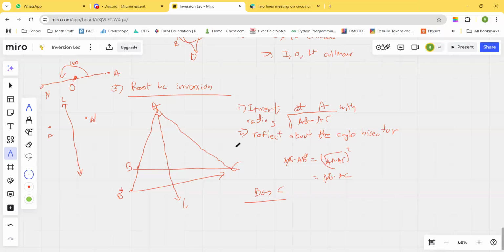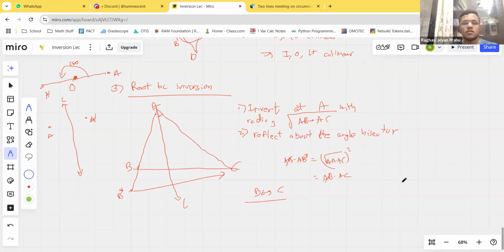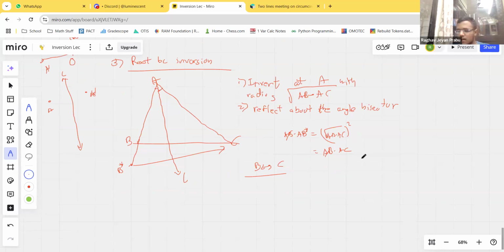Yeah, got it. This is kind of a forced inversion. Now let's see what happens to other points in this.